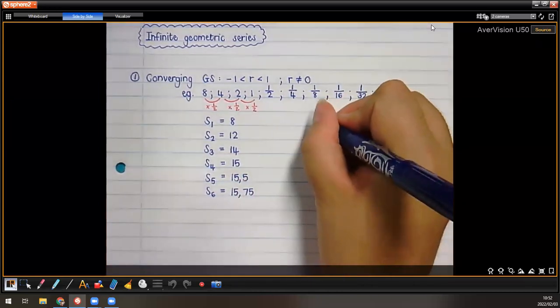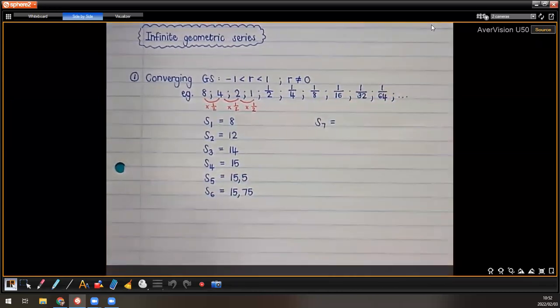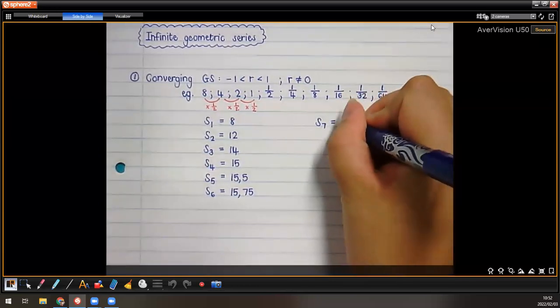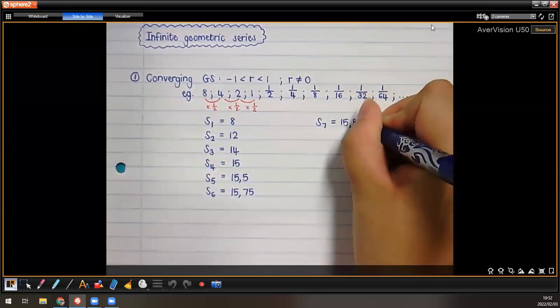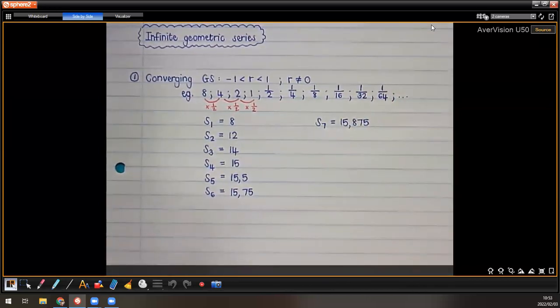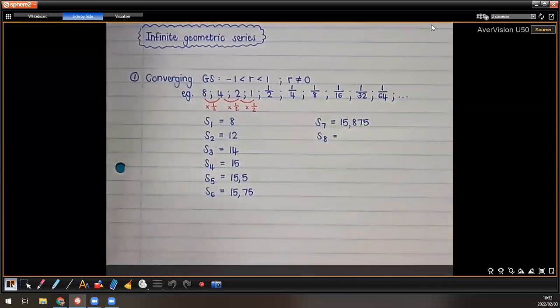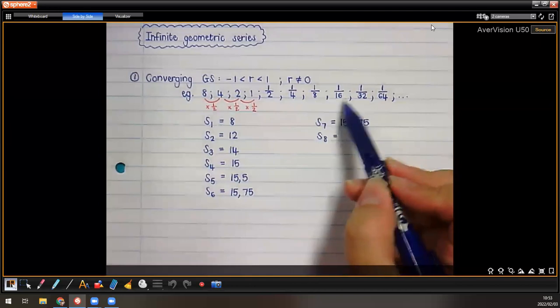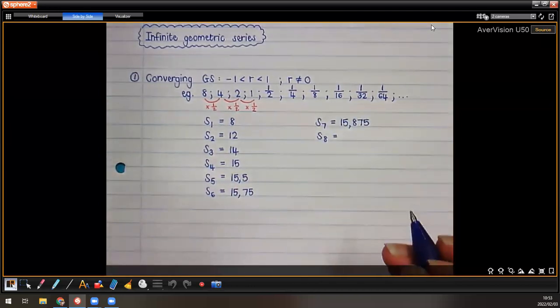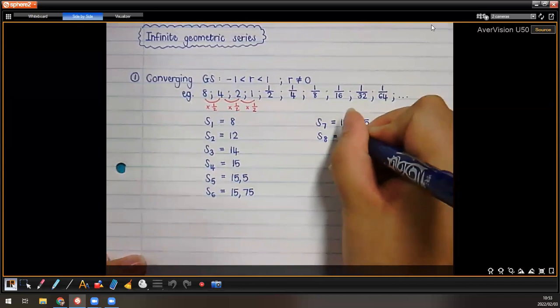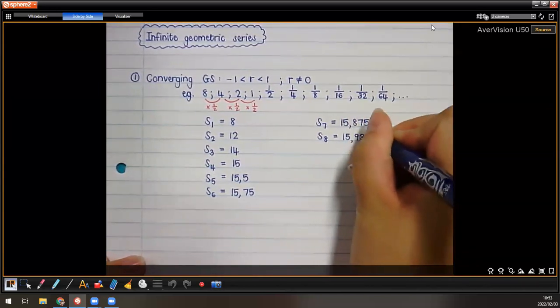So that's going to be 15.75. Okay, I'm going to carry on here on the side. Now I'm going to start losing it. So now it's going to be 15, is it 875? Yeah. 15.875. Just double check that quickly on the calculator. I think that is correct. Okay, 15.875, and now we are adding the next one, which is 1/16. So that is going to give us 15.9375.